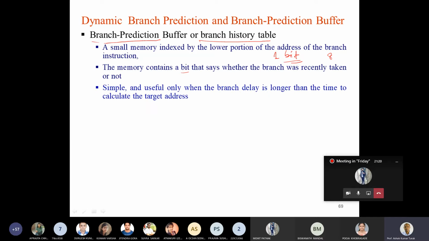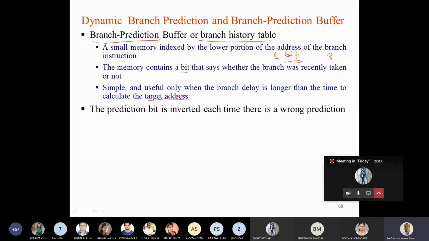Now this simple scheme is useful only when the branch delay is longer than the time to calculate the target address. This memory needs to be indexed, and we extract a piece of information that gives the direction of the prediction, whether the branch is predicted taken or not taken. And this scheme is useful only when the time to calculate the target address is more.